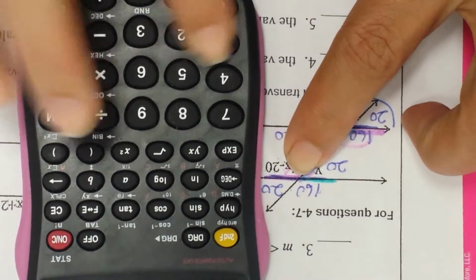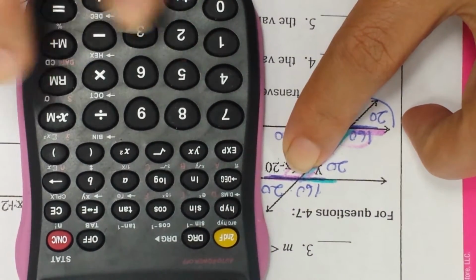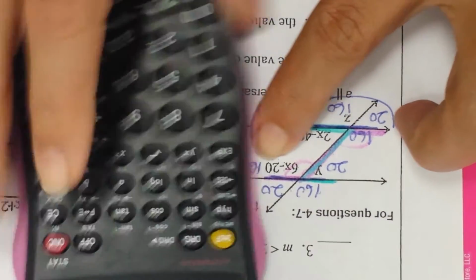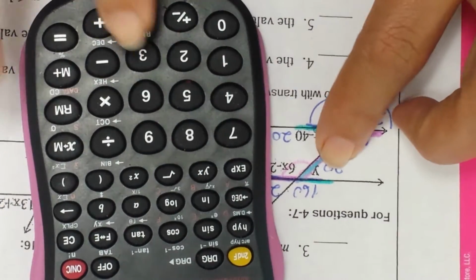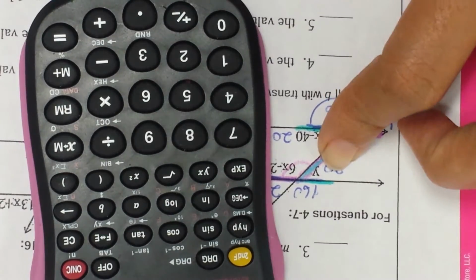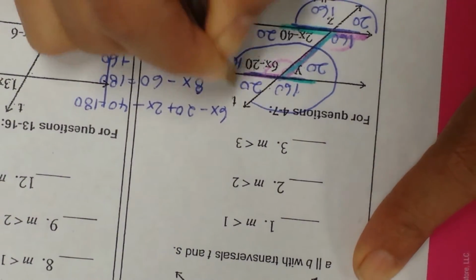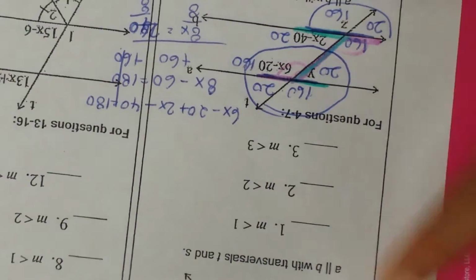So if I did 160 plus 20 plus 160 plus 20, I again get a full circle, 360. Okay, so just check your answers to make sure you're completely right. If you add them all up, they make a circle and they're equal to 360.